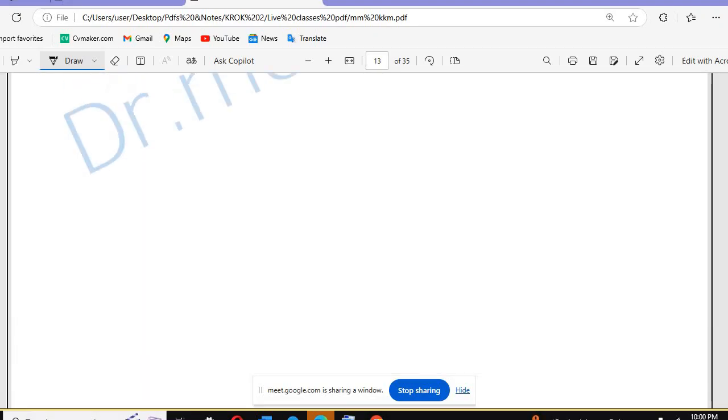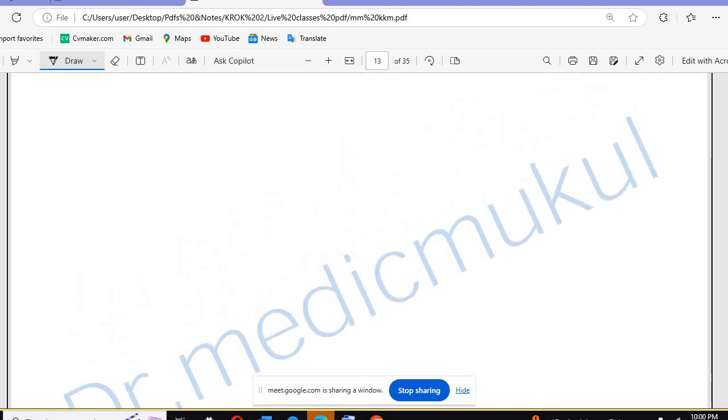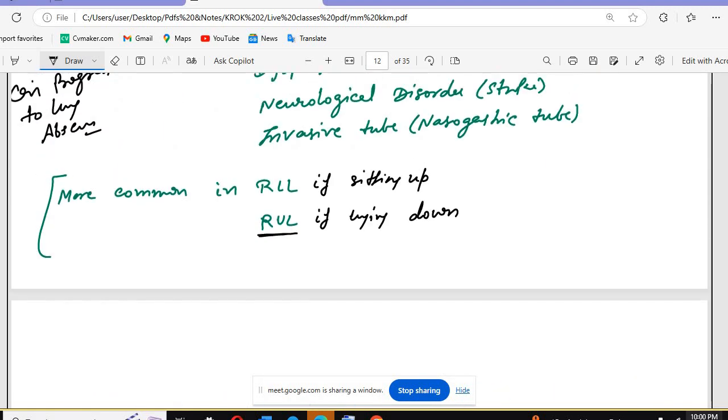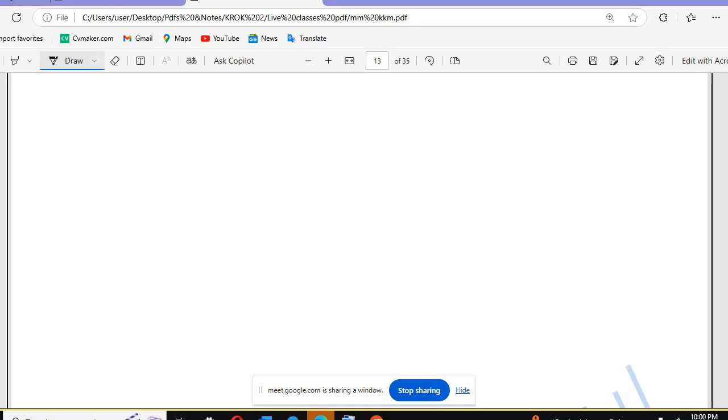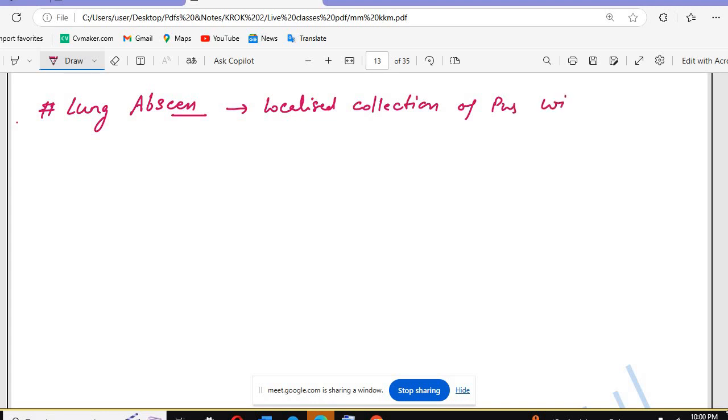Now the complication is the lung abscess. An abscess is basically pus, and if it is localized, then it becomes an abscess. A localized collection of pus within the lung parenchyma.